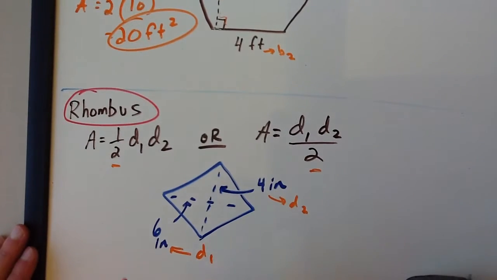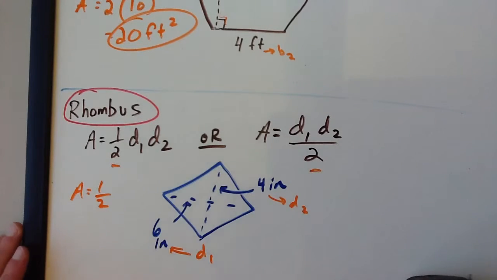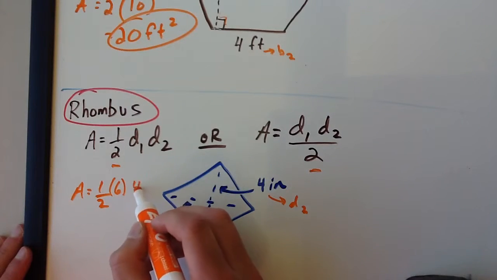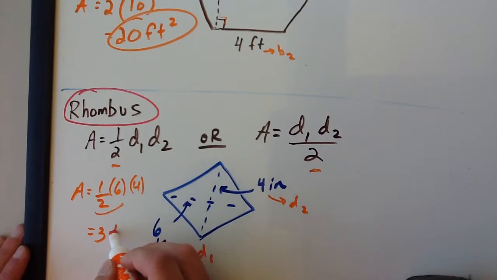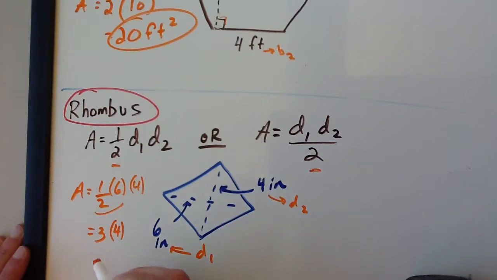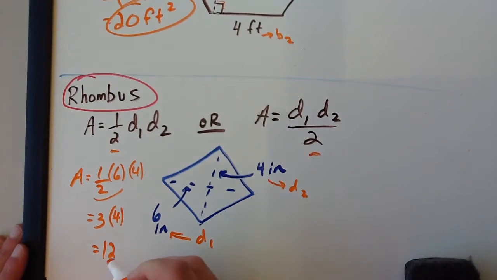So let's plug this in here. I have area equals, I'm just using this equation, 1/2 times diagonal 1, which is 6, times diagonal 2, which is 4. Okay, so here I have 1/2 of 6. Well, what's 1/2 of 6? That's 3. I still have to multiply by 4. 3 times 4 is 12, and the last step is to label my units, which is square inches.